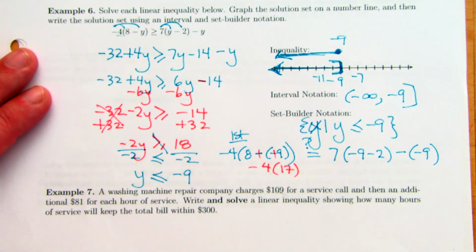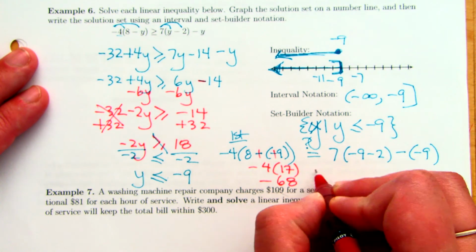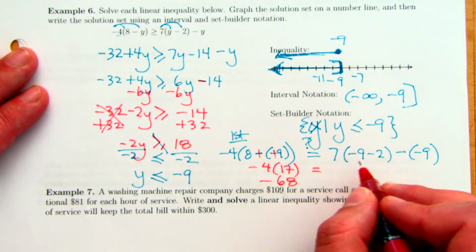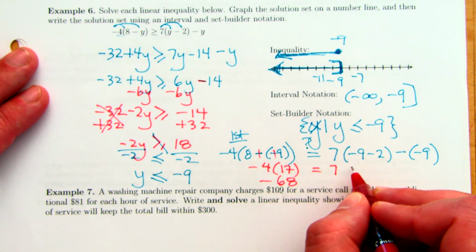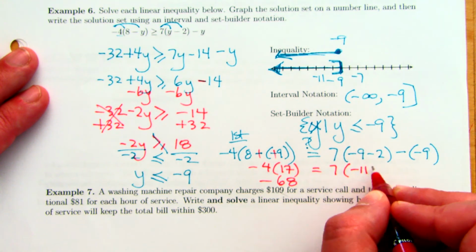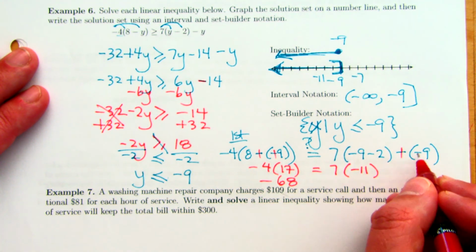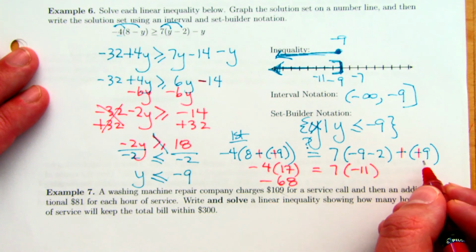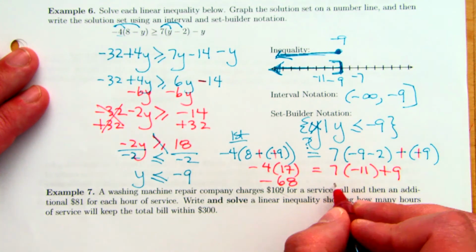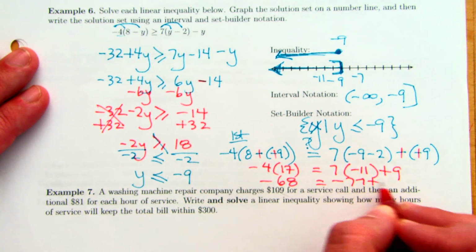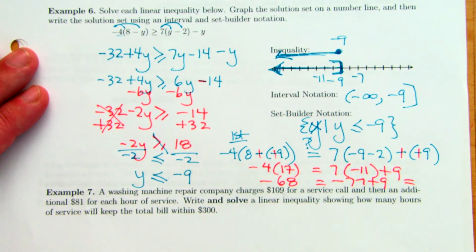And I don't know what negative 4 times 17 is, so I'm going to use my calculator for that. Negative 68. And let's hope this other side comes out to negative 68. So we have 7 times negative 11. And this is also minus a negative becomes plus 9. Negative 77 plus 9. I hope that is negative 68. I think it is, right?